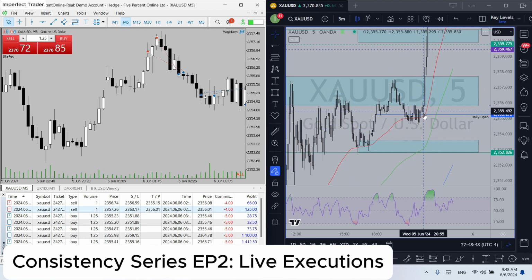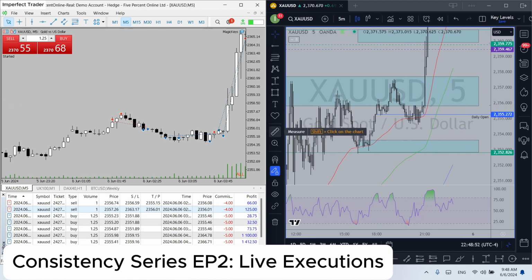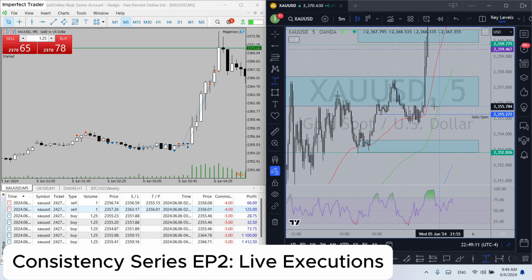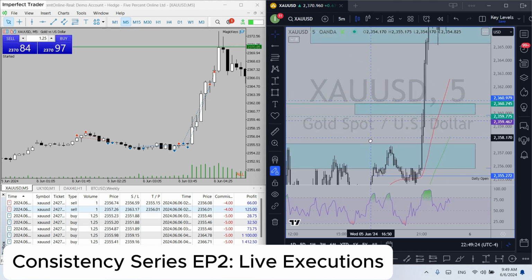And eventually you can see that I got one execution right there, another execution right there at a better price. My daily target is around 1,000, probably 1,100, and I'm done for the day. That means I need around 36 pips with 2.5 lot. But eventually price traded massively to the upside.